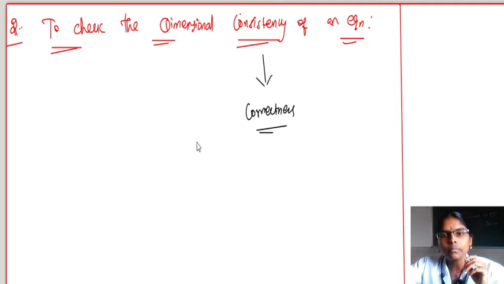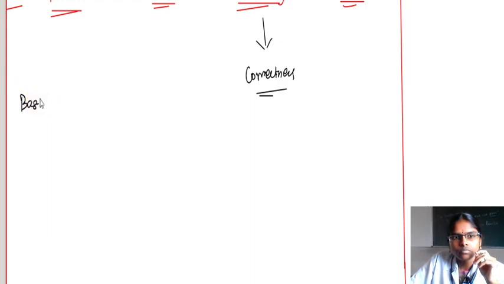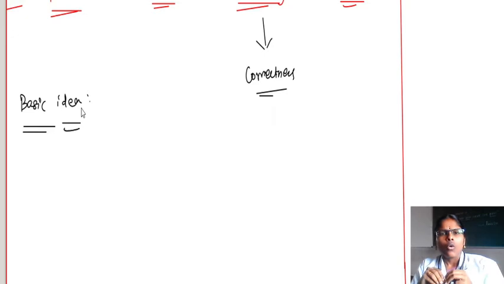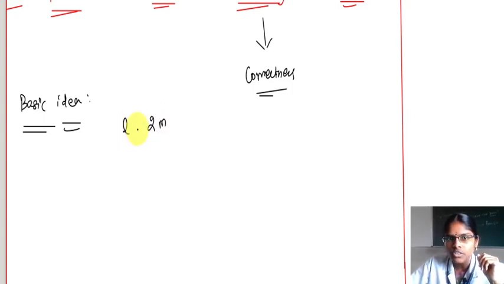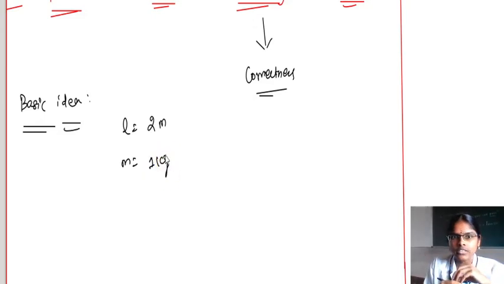So let's see the basic concept behind this application. Only physical quantities having the same dimensions can be added or subtracted. Let me explain this. For example, I measure the length of a body as 2 meters, and the mass of the body is 1 kilogram. Length and mass are different physical quantities, and they have different dimensions. Length has the dimension L, mass has the dimension M, and all the other dimensions are 0.